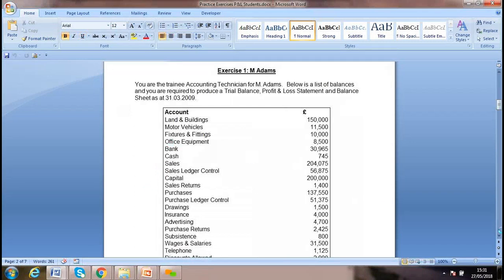Why is my screen moving around, sir? Sorry, I don't know what's happened with my little computer. Hang on. Okay.